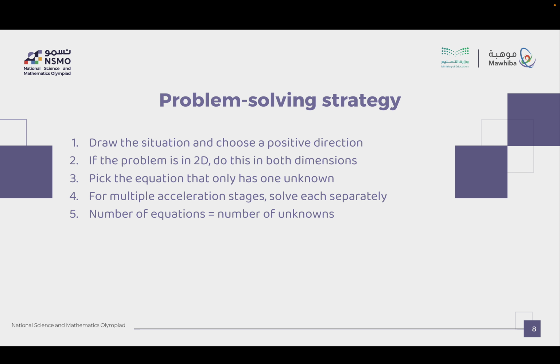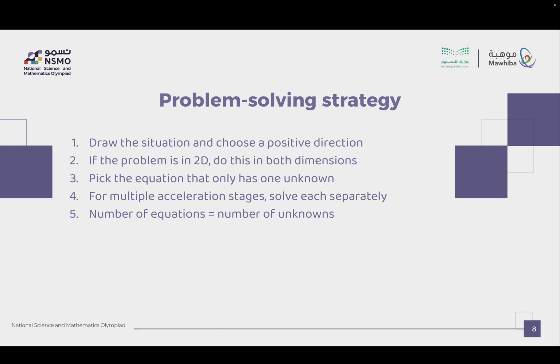Finally, let's go through a problem-solving strategy for these types of kinematics problems. The first step is to draw the situation and choose the positive direction. With this, you can be sure that you understand exactly what is going on in the problem. If the problem is 2-dimensional, do the same in both dimensions. For example, right and upward will be positive and left and downward will be negative.